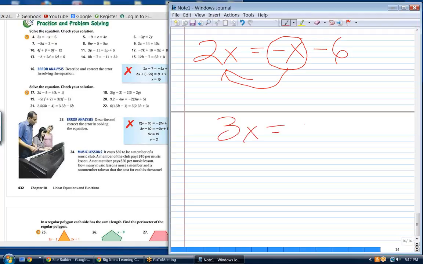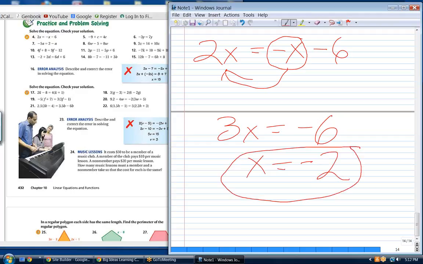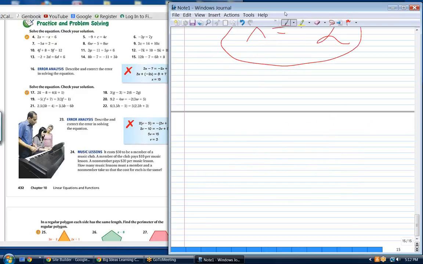3x equals negative 6, and x equals negative 2. See why it's negative? That's the only mistake I see you ever make. Okay, let's look at this one. Just pay more attention to your sign. It's the only thing I really would say about that.